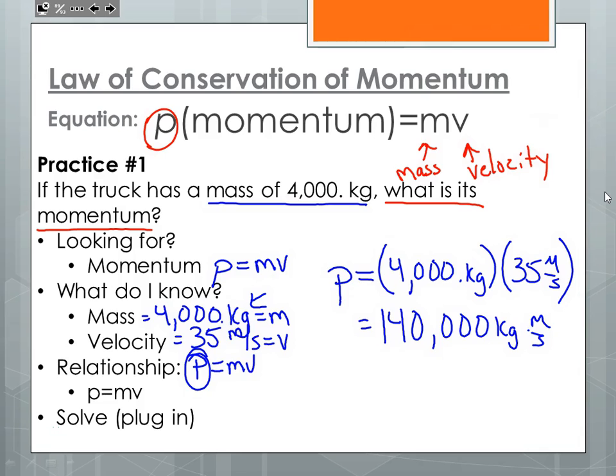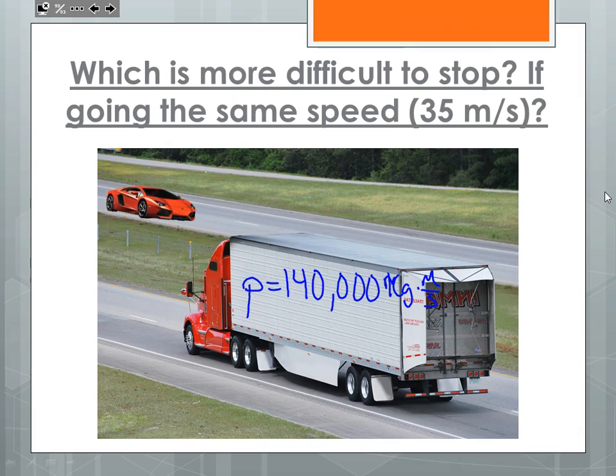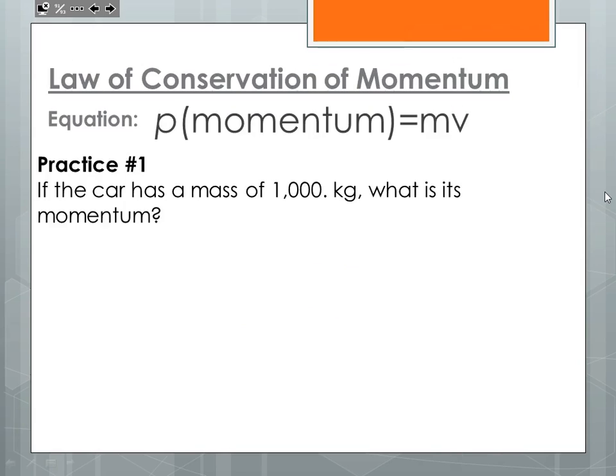So let's remember, the truck has a momentum of 140,000 kilograms times meters per second. So 140,000. That's how much force is going to have to be applied to make that go to zero, to where it has no more momentum. So now let's look at the car and let's see how much momentum the car has.